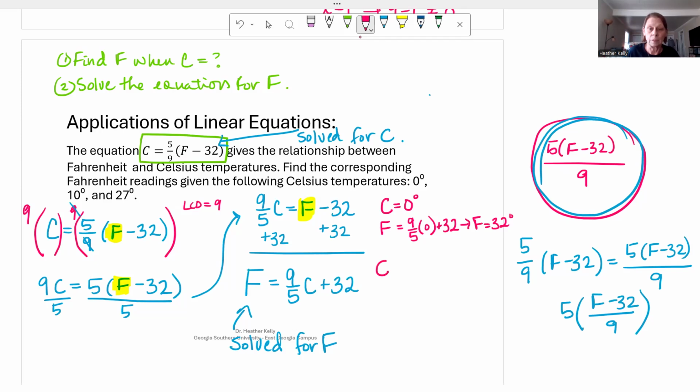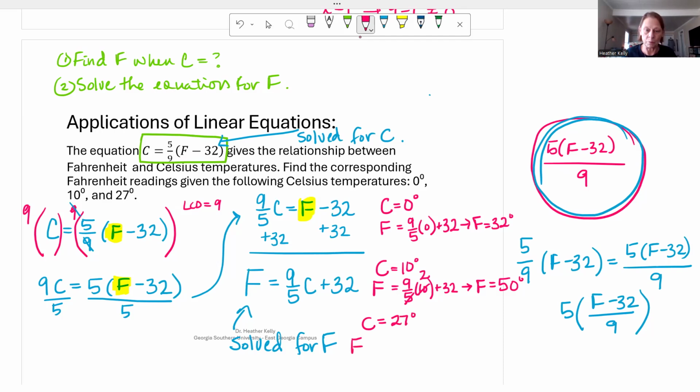When C is equal to 10, we've got F is equal to 9/5 times 10 plus 32. So F is equal to, 5 goes into 10 2 times, so 18 and 32. Let me just use my calculator. There's no shame in the game. 18 and 32 is 50 degrees. And then finally, Celsius when it's 27 degrees.